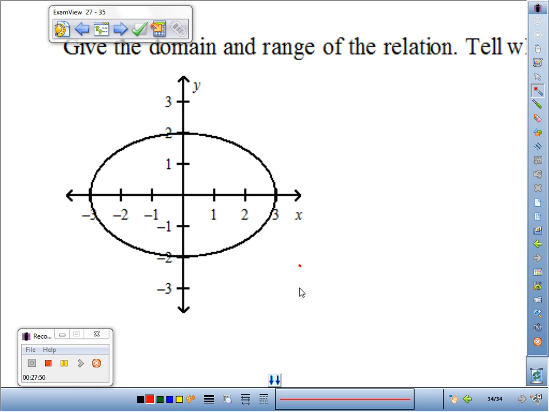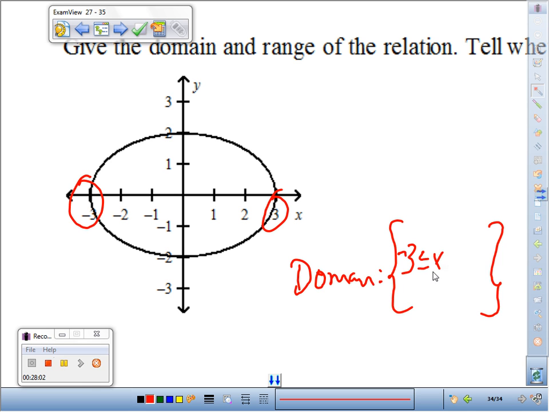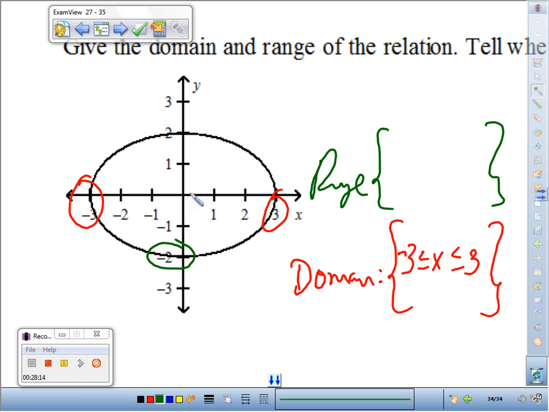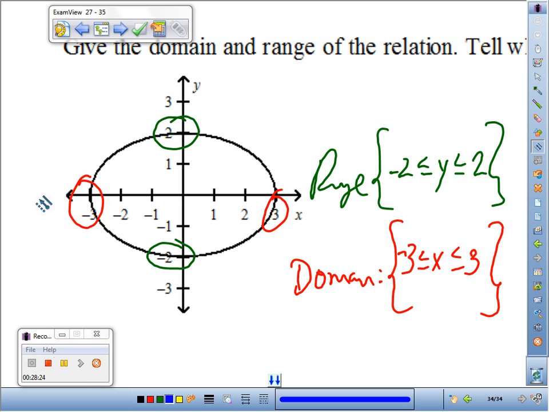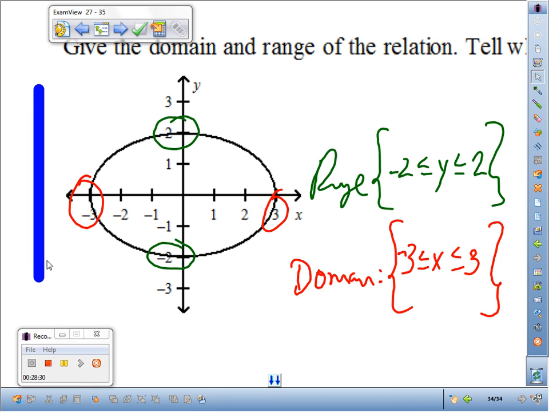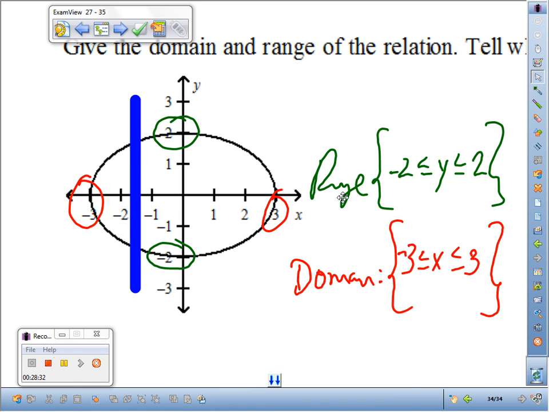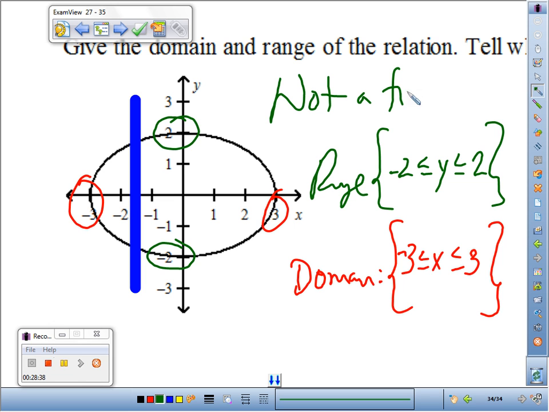Okay, let's see. Domain. It should have been from negative 3 to 3, so it's negative 3 less than or equal to x, less than or equal to 3. Hands up if you got that. Range. The range is from negative 2 to 2, so it's negative 2 less than or equal to y, less than or equal to 2. If you got that, that is correct. And from there, is this a function? Let's check it. If this touches at two parts, it is not. And therefore, it touches here and it touches here. This is not a function. Hands up if you got that by yourself. Okay, good. Does everybody understand the functions?